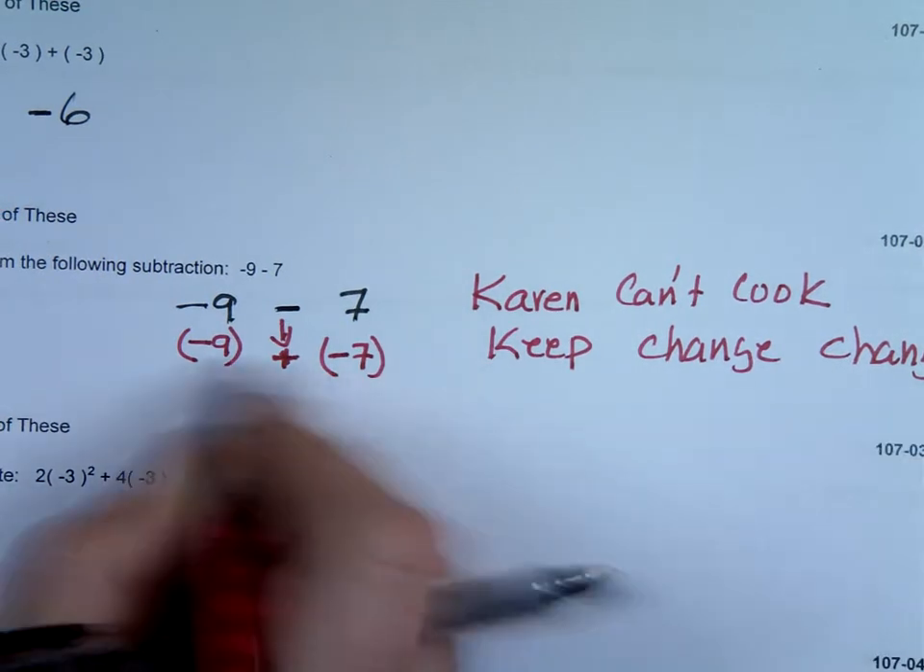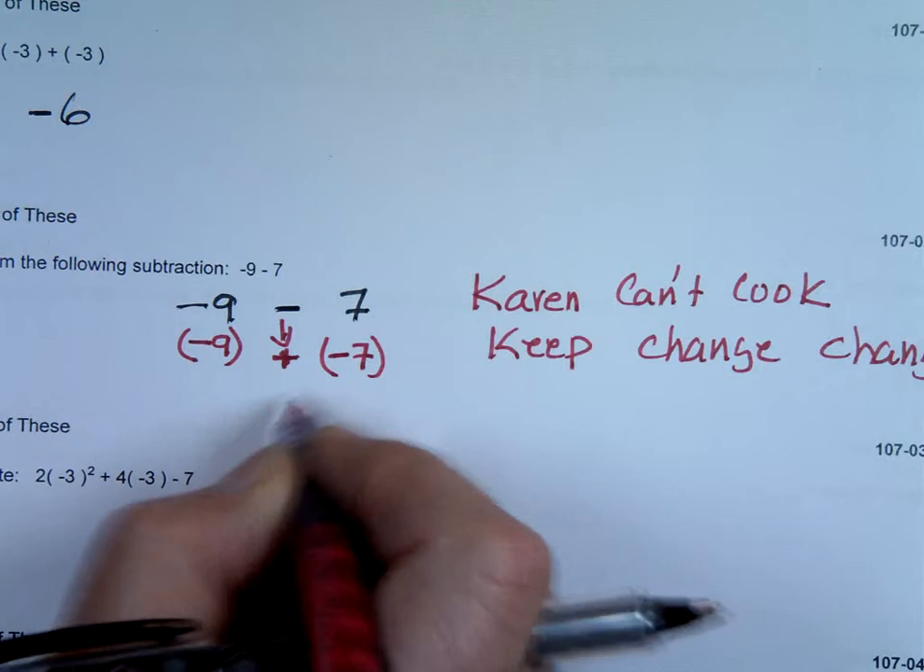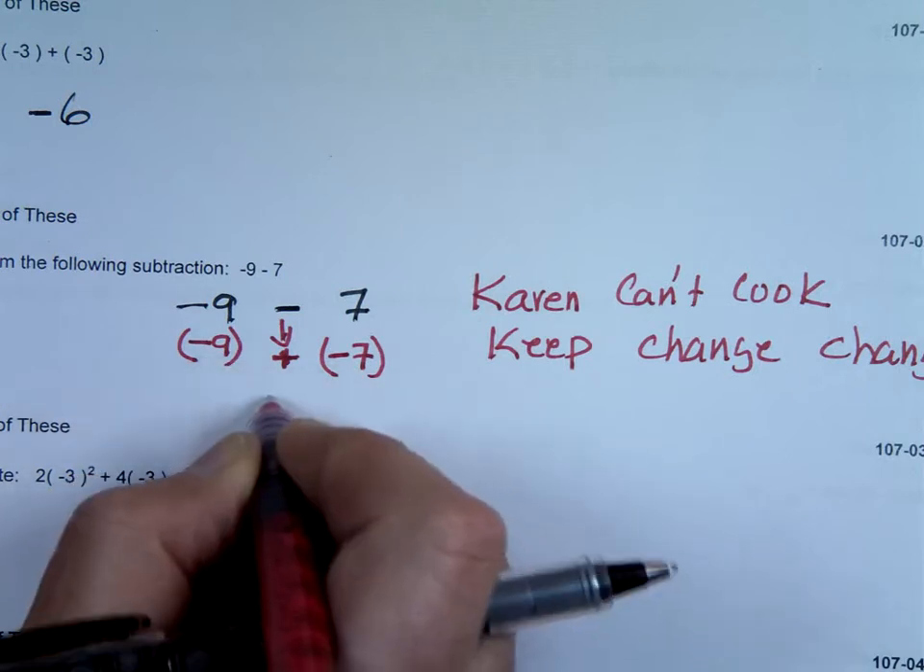Same number, same sign, you add them and keep the sign. 7 and 9, which is what? And the sign is negative.